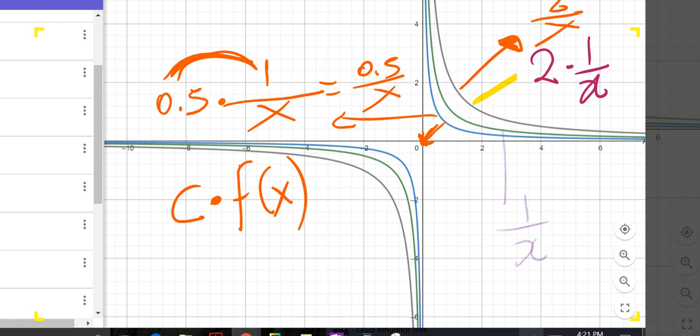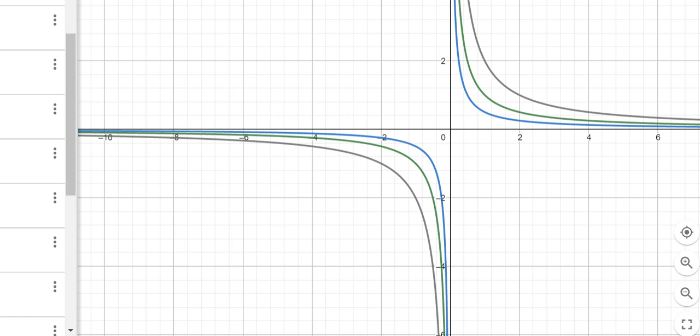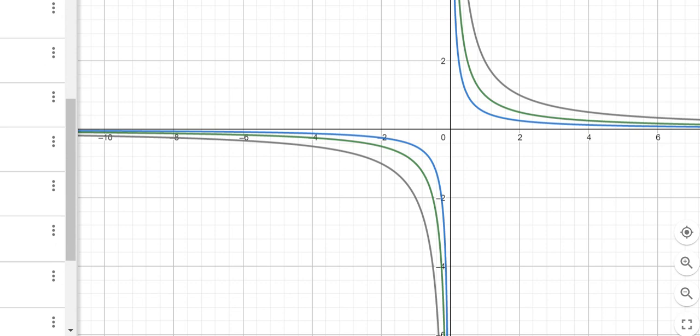What happens if instead of multiplying outside of the function, we multiply inside the function? So I have f of 2x or f of half of x. Let's see, I need to get out of there. So what will happen if I have two x's?